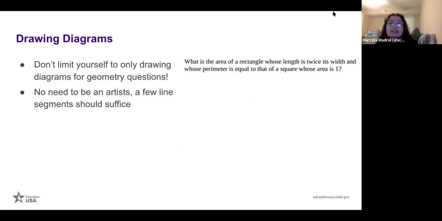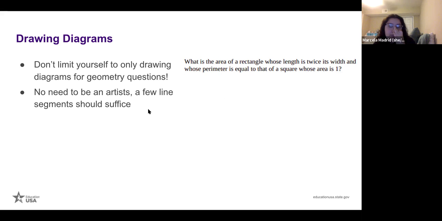So the first one is drawing diagrams. You don't limit yourself to only drawing diagrams for geometry questions, and you don't need to be an artist. A few line segments should suffice. So here's an example question. What is the area of a rectangle whose length is twice its width and whose perimeter is equal to that of a square whose area is 1? You don't have to do this now, but answer the question.